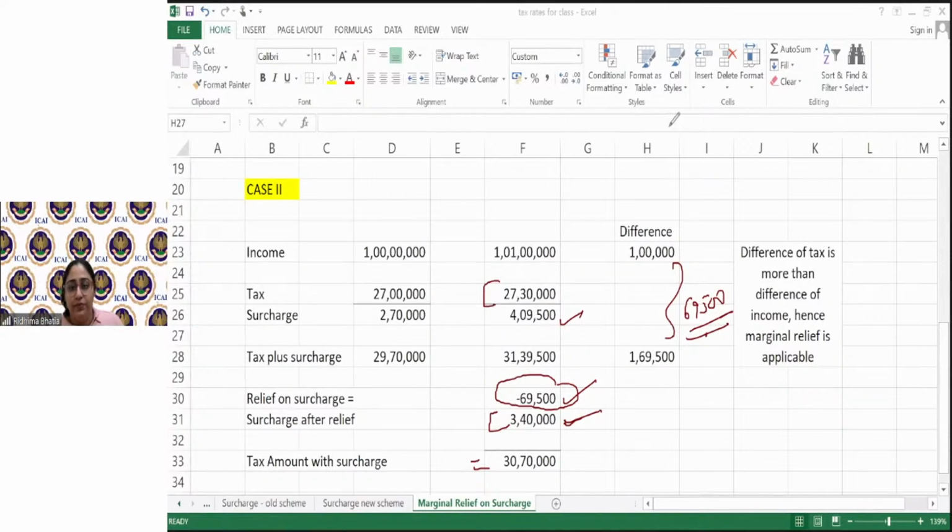Yes, Chetna, you should. क्वेश्चन में maybe 1 crore 1 lakh पे ही लिखा हो. Still you have to calculate automatically surcharge, which would be after marginal relief. Again and again I'm saying.